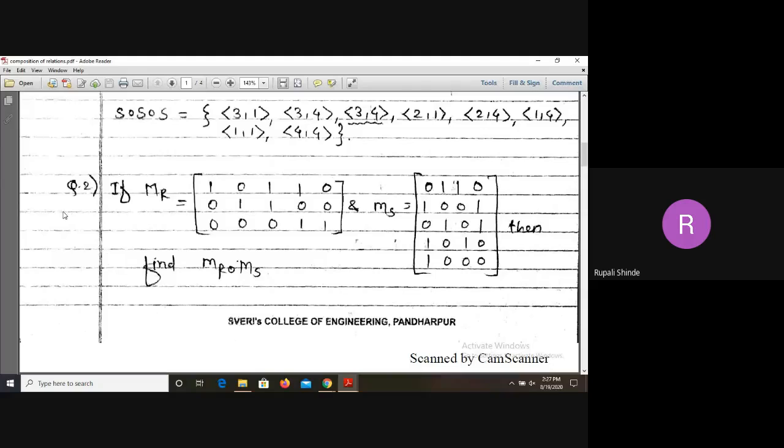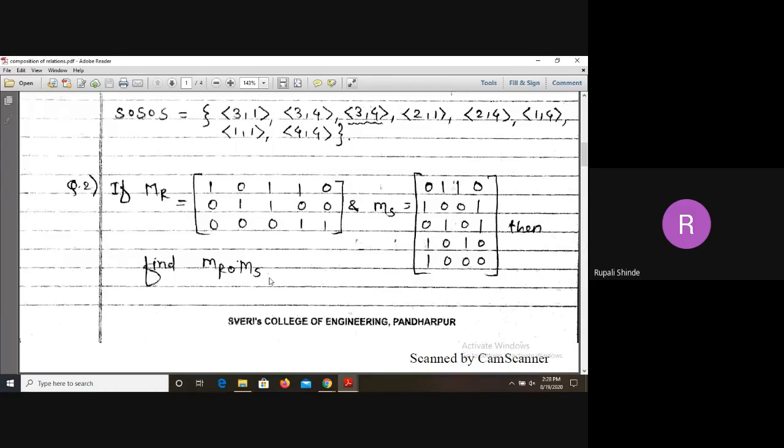So second question. In this question, the matrices for relation R and S are given. Then we have to find the composition for the matrix of R and the matrix of S. So first of all, tell me how we can solve this kind of problem. What do we have to do? Matrix multiplication. Yes, matrix multiplication.